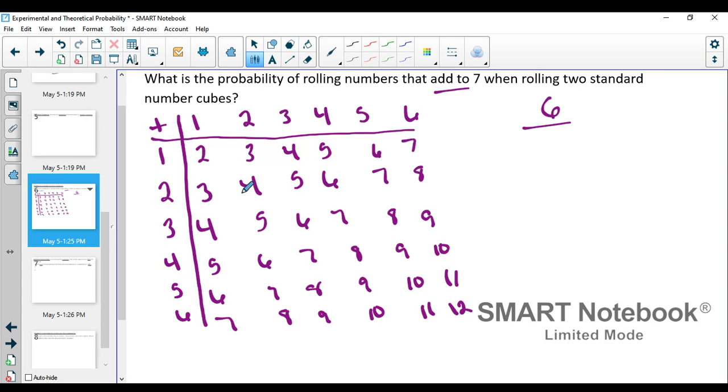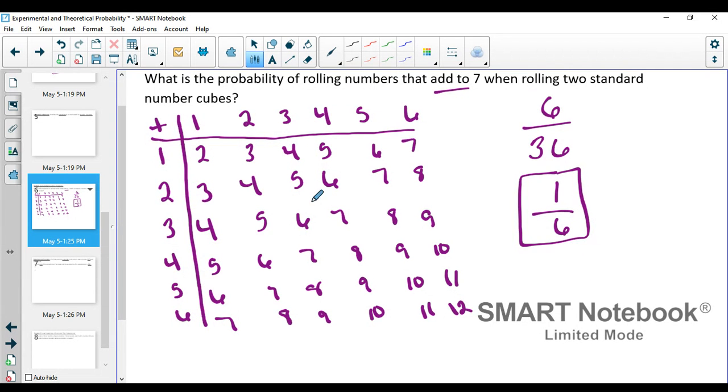But now we need the total number of options. So it's 6 by 6. So there are 36 options. So if you simplify that, it is 1/6. So the probability of rolling 2 numbers that add to 7 is 1/6.